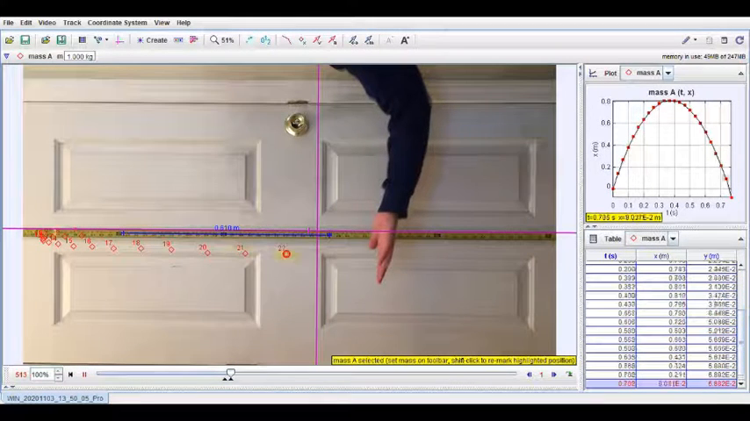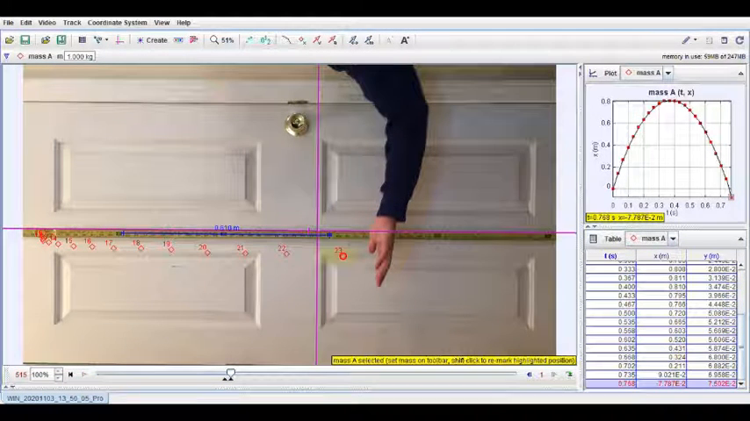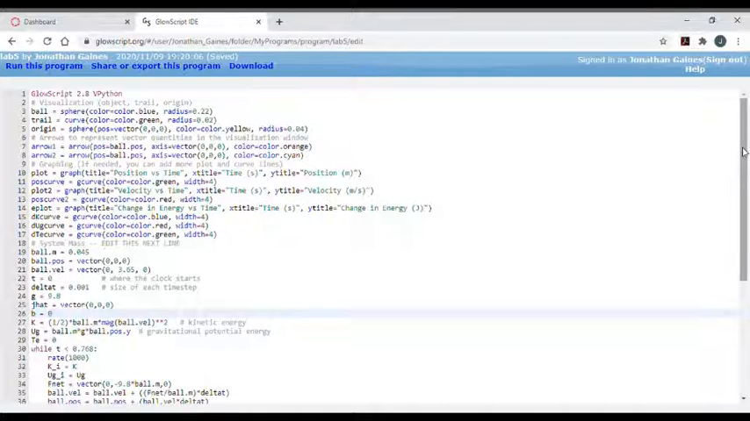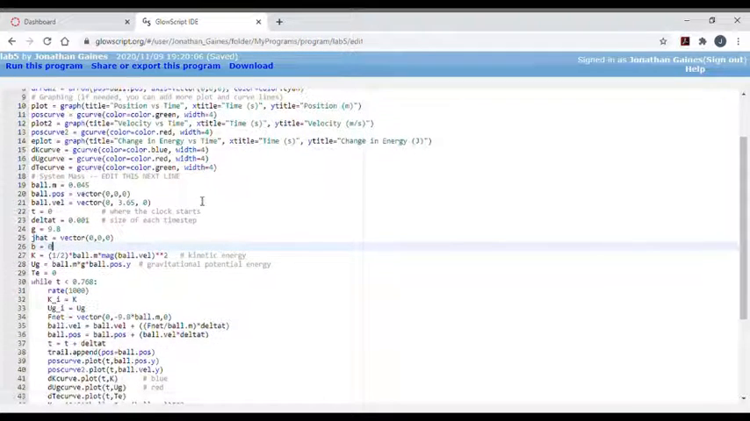Here's my video running in Tracker. As you can see, I used a tape measure to calibrate the length. Here's my code in Python. At the top is the visualization for the ball, as well as the setup for the plots. Further down are the initializations for the mass of the ball, the initial position of the ball, and the initial velocity of the ball.